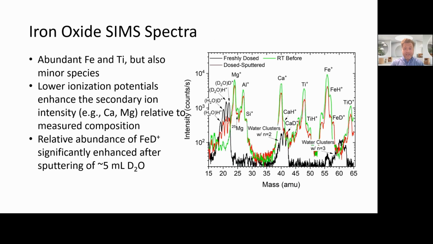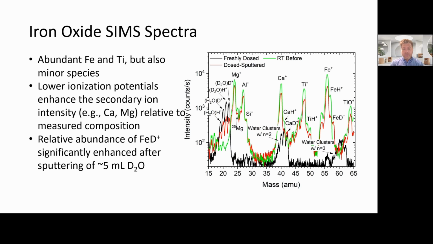Similar for the iron oxide, we see that there are some of these inclusion species in the spectra. They are present at somewhat higher abundances than you expect based on the composition of the sample, but this is due to the fact that the Mg and the Al and the Ca and to some extent the Ti have much lower ionization potentials than the predominant Fe+ species. And so even though there's a smaller relative abundance of these in the measured compositions of these samples, you see a larger abundance of these in the sputtered secondary ion signal due to their lower ionization potential.